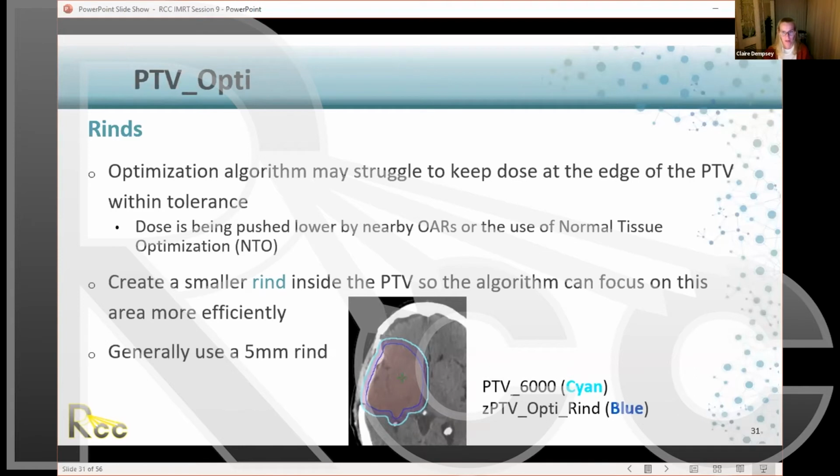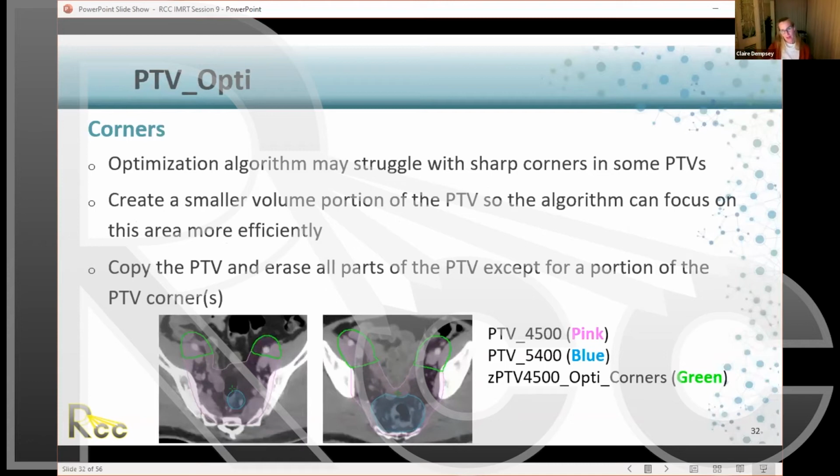So the optimizer can focus on that area more efficiently. We tend to use about a 5 millimeter rind if we use them. I have to say that we don't tend to find rinds very helpful with VMAT plans, but they are helpful in IMRT plans. Different departments might have different experiences, but in my department, we found that we don't tend to use the rind very much at all, if at all, for our VMAT plans, but we still find them somewhat useful for IMRT.